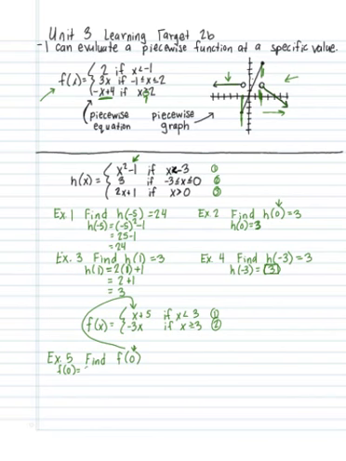So we would say 0 plus 5 is just 5. So f of 0 equals 5. Example 6. Find f of 6.